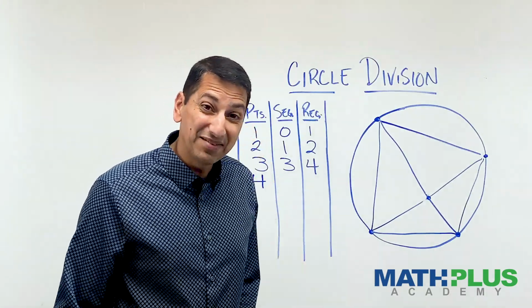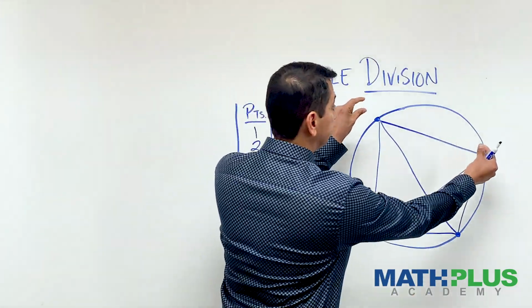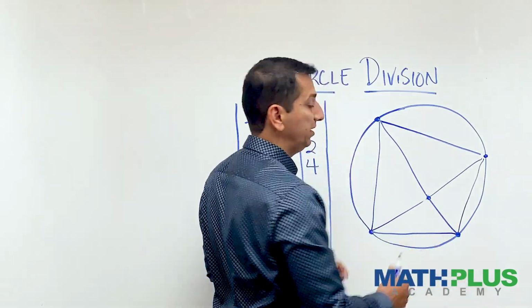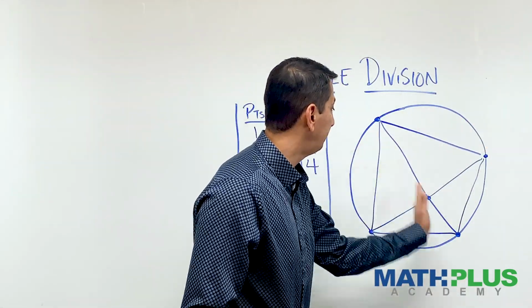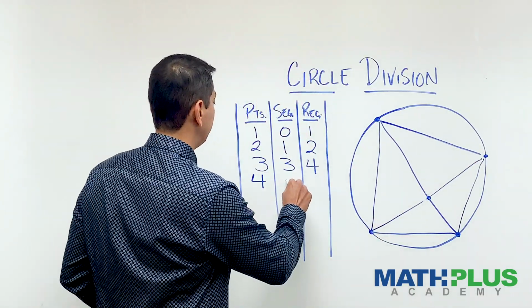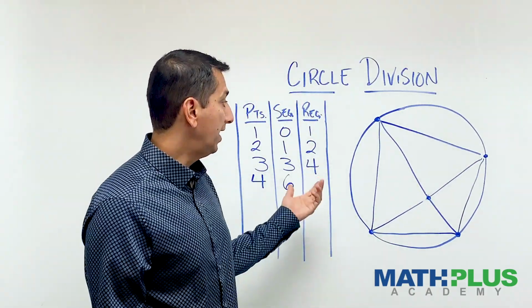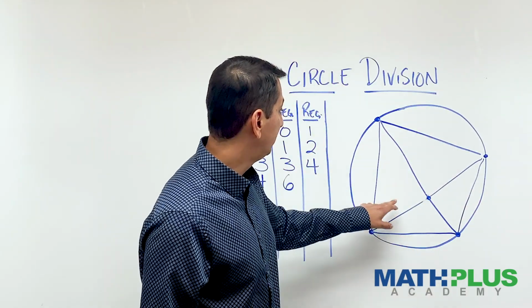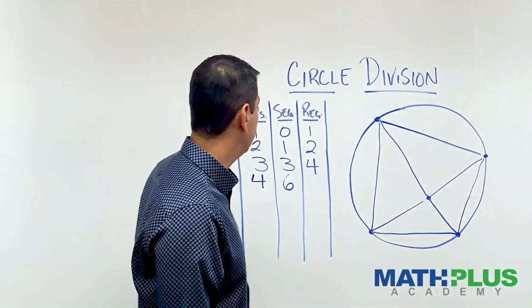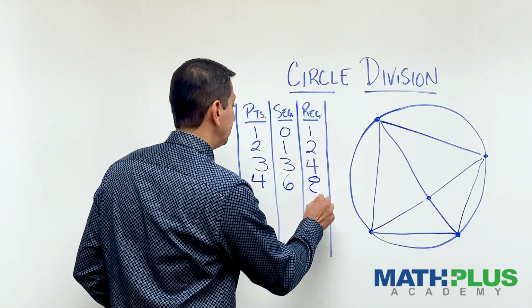How many segments have I made? And again, I'm talking about segments between the points on the perimeter. So 1, 2, 3, 4, 5, 6, I believe. And then how many regions? 1, 2, 3, 4 on the outside. 1, 2, 3, 4 on the inside. I believe that is 8.